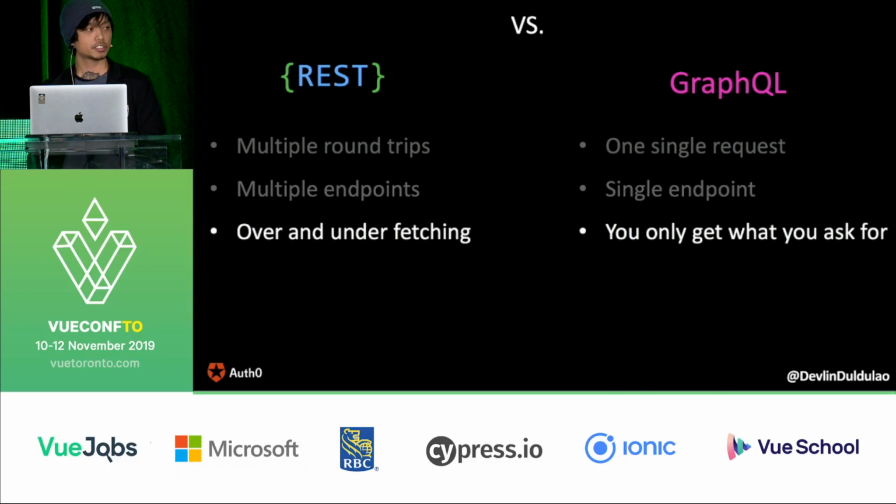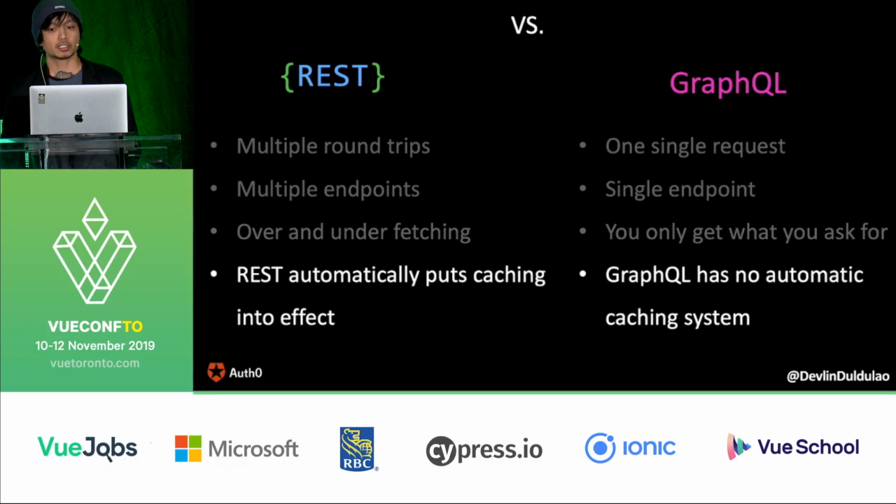Next, overfetching and underfetching data resources in REST, while in GraphQL, you only get what you ask for. What else? In REST, caching is built into the HTTP spec. GraphQL, on the other hand, has no automatic caching system, but libraries like Apollo and Relay can do the caching for you.